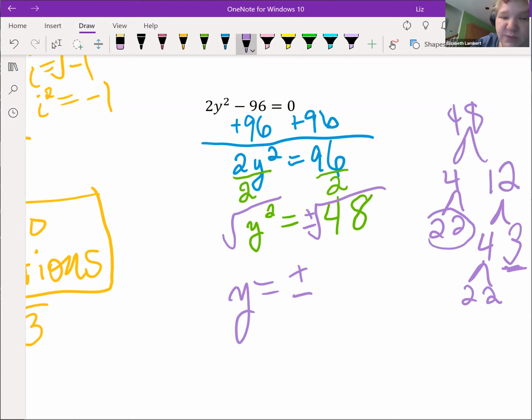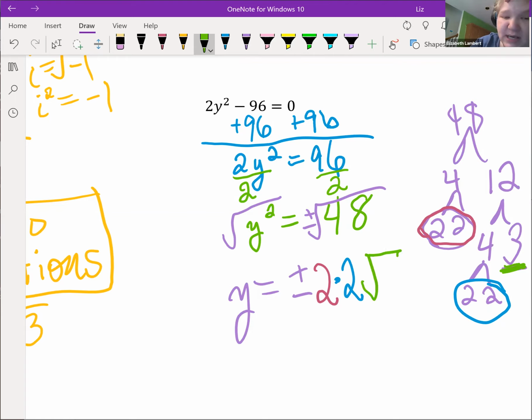So this pair of 2s is going to come outside the radical as a 2. This pair of 2s is also going to come outside the radical as a 2. This is not 22. This is 2 times 2. And then again, the 3 does not have a pair to satisfy the square root requirement, so it is stuck still under the radical.